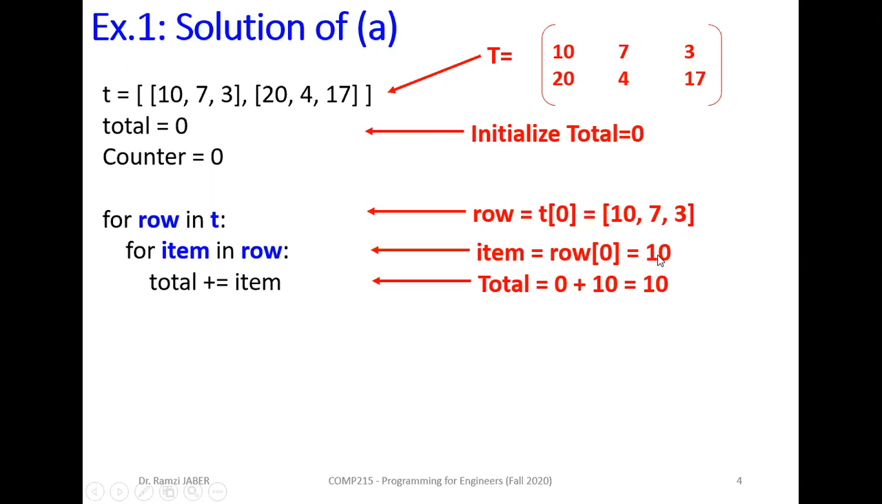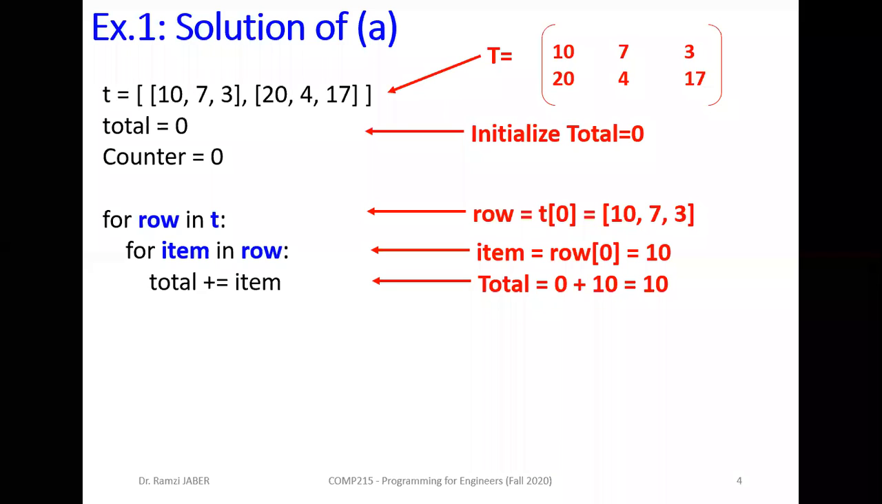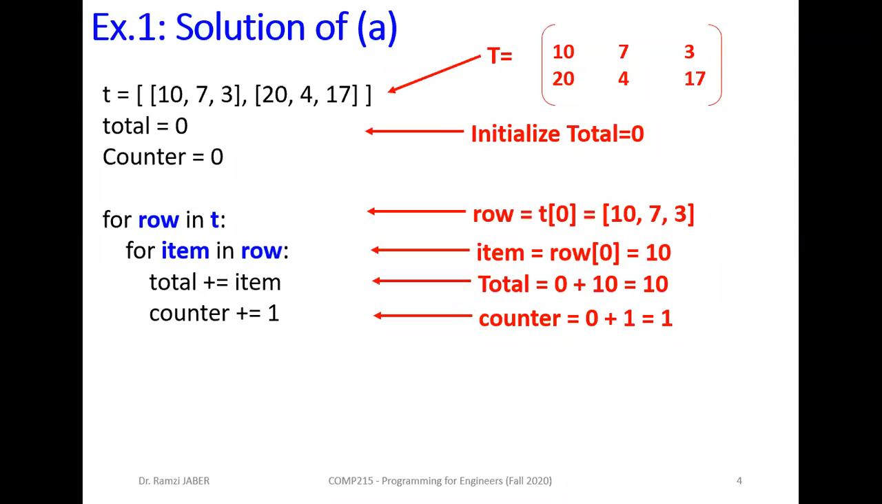Now, total plus equal item means total equals the old value of total plus item. Here the old value of total will be equal to 0, the initialization, plus the item 10. So the new total will be 10. Then counter plus 1, because we calculated the first element. These two lines are inside the item loop, not the row loop.